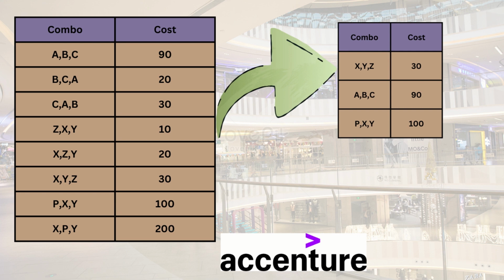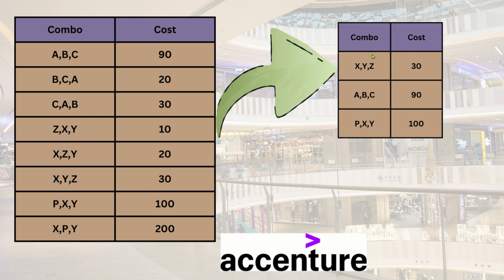Today we are going to see yet another interesting SQL question. This time we have a table called combinations where you have two columns called combo and cost. If you see, there are multiple rows for this combination. The first three rows are A, B, C, B, C, A and C, A, B, and you have some cost 90, 20 and 30. Similarly you have Z, X, Y, X, Z, Y and X, Y, Z, with costs 10, 20 and 30, and you have P, X, Y, X, P, Y and cost 120 respectively.